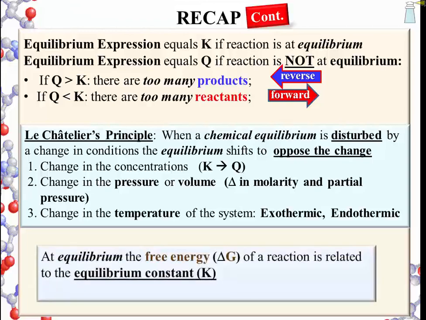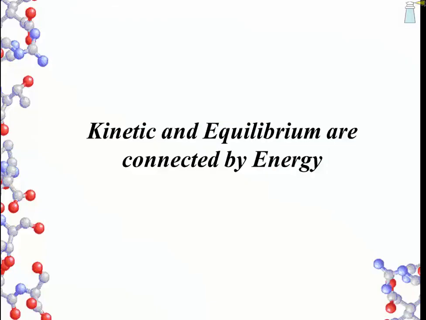At equilibrium, the free energy, delta G of a reaction, is related to the equilibrium constant. And that concludes the lecture. The last formula shows that kinetics and equilibrium are connected by energy.